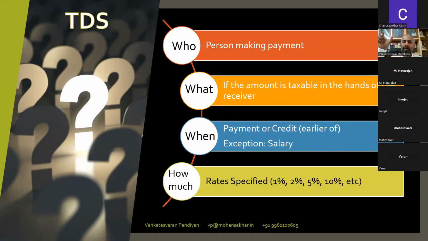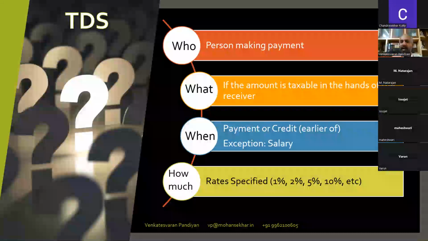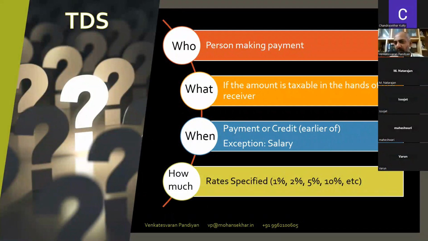Suppose you pay 1 lakh rupees on account of consulting charges. Consulting charges come under 194J. Then, depending upon technical or other consulting charges, let's take regular consulting charges, you deduct 10% and pay. So very simple: 1 lakh, apply 10%, deduct, and pay the remaining to the recipient.